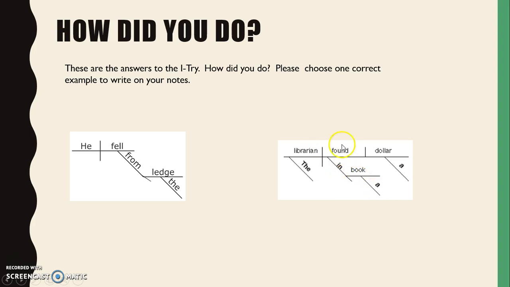The librarian found $1 in the book, or in a book. In a book modifies where she found it. So we've got the modifying librarian. We've got found, which is our verb. And then in a book, in is our preposition. A is modifying book. Book is the object of the preposition. And $1 is your direct object. Please choose one of these to write on the right-hand side of the flap in your notes.